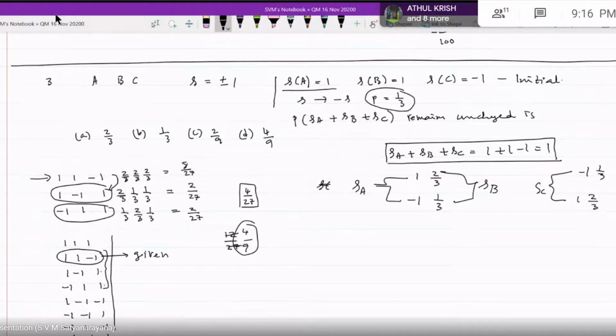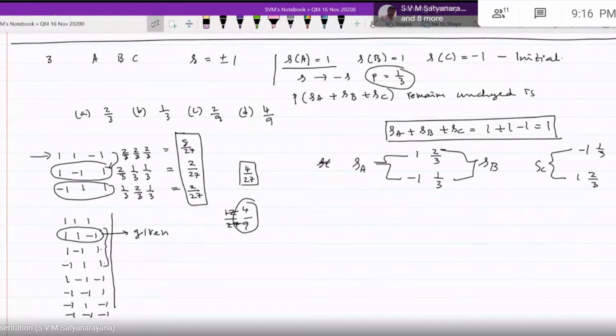That is, it can remain here. Then that means each one remaining is 2 by 3, 2 by 3, 2 by 3. Or this can change. One can go to minus 1, this can go to 1, like that. That is 2 by 27, 2 by 27. So these are 3 possibilities. So the sum of all the probabilities is 4 by 9. Okay, sir.